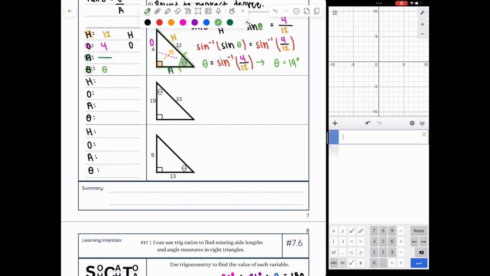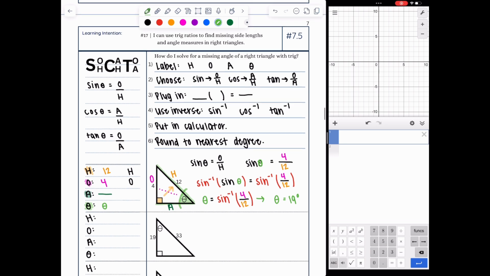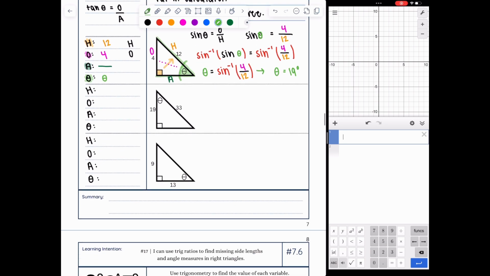Okay, let's get into our second example. That is section 7.5. We're still on page 7 of our notes packet. We're just going to do a second example here. I wanted to make each one of these its own video. I just think it makes it a little bit easier to digest in smaller pieces.